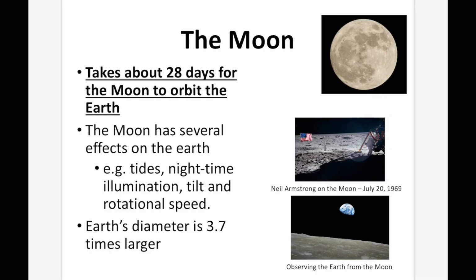The moon. The moon takes about 28 days to orbit the Earth. The moon has several effects on Earth, including tides, nighttime illumination, tilt, and rotational speed. In fact, if we lost the moon, we'd be in a lot of trouble. And Earth's diameter is about 3.7 times larger.